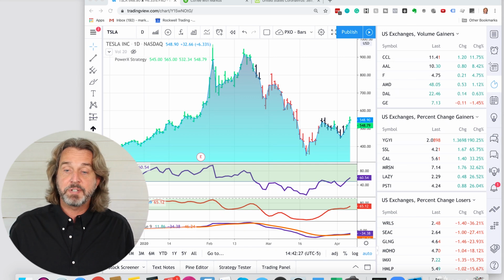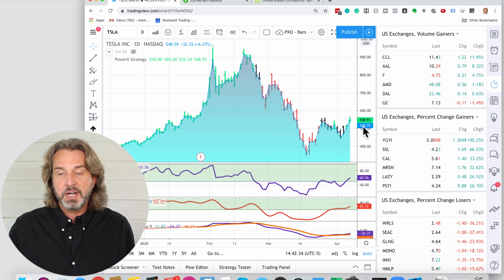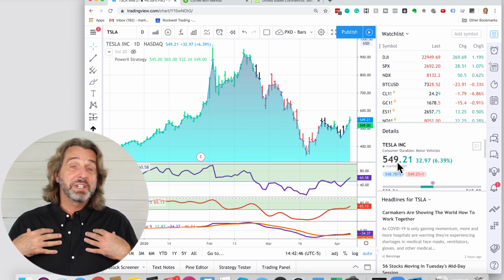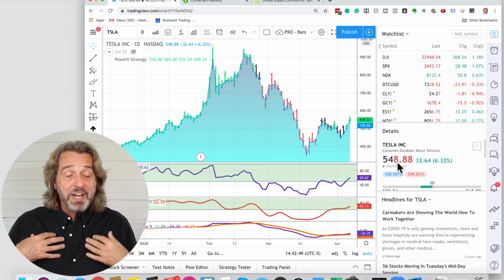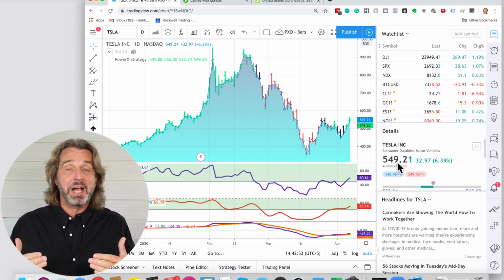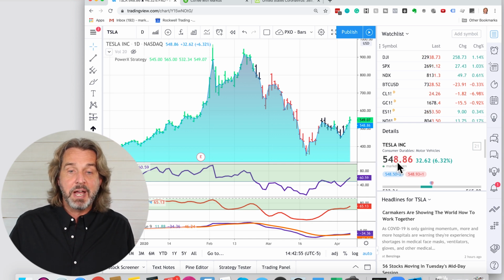So here I have a chart of Tesla. And right now, as of April 7th, Tesla is trading at $548. So almost at $550. Now, here is what I would like to look at. I personally like to calculate the average daily range. It's slightly different than the average true range, but for our example here, we can use the average true range.